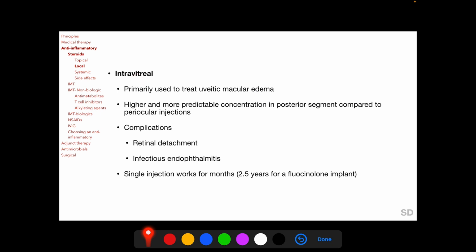Intravitreal corticosteroids are primarily used to treat uveitic macular edema, and with an intravitreal injection we achieve a higher and more predictable concentration in the posterior segment compared to periocular injections. In addition to the side effects of the drug, which we will be discussing shortly, the intravitreal procedure itself has its own set of complications, which are retinal detachment and infectious endophthalmitis. And a single intravitreal injection can work for months to years.